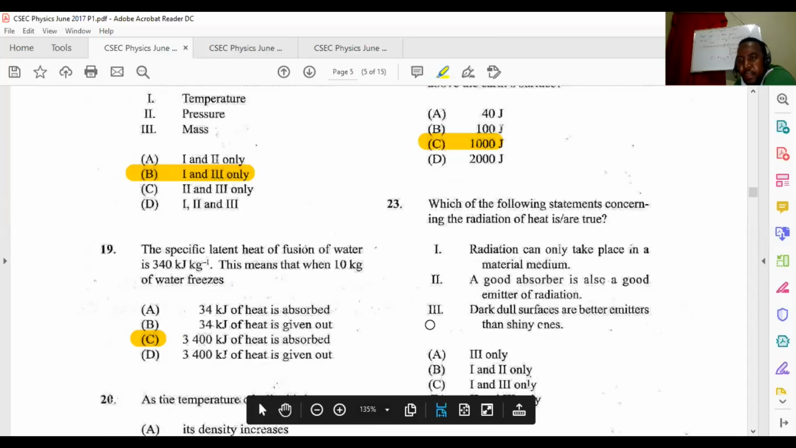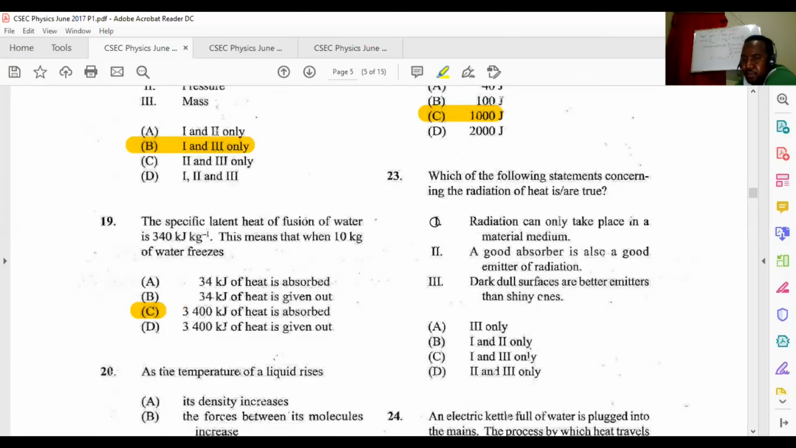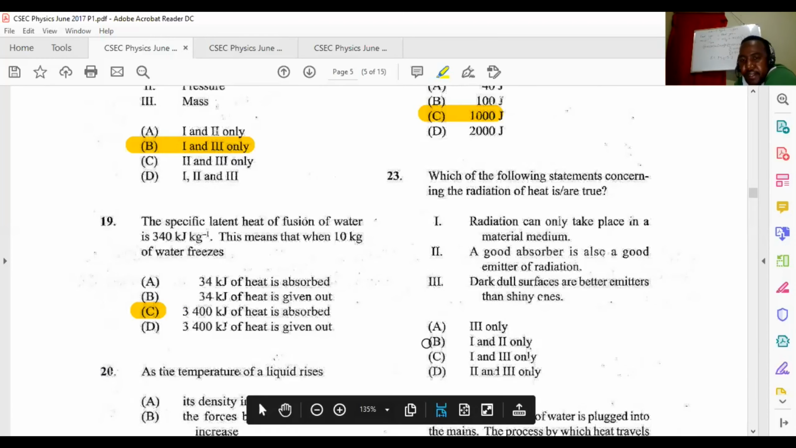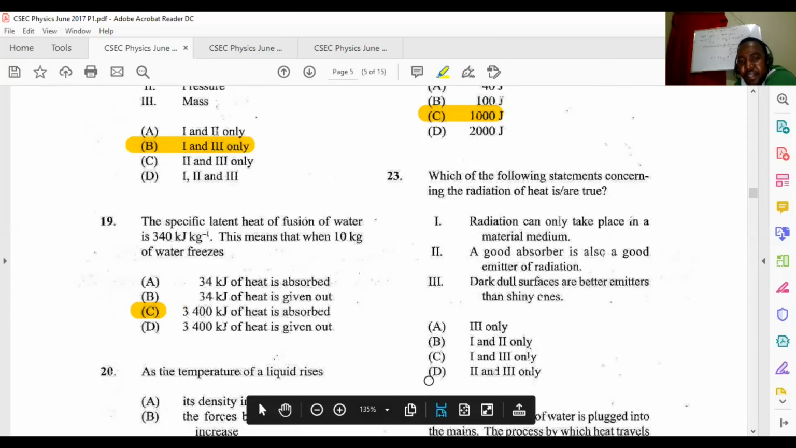All right, so 23. We know that the first statement is wrong, because radiation can happen in empty space. That eliminates B and C. So we know that 3 is correct, right? So we need to differentiate if 2 is correct. A good absorber is also a good emitter of radiation, and that is also true, right? So that means it's 2 and 3, which is D, as you said.